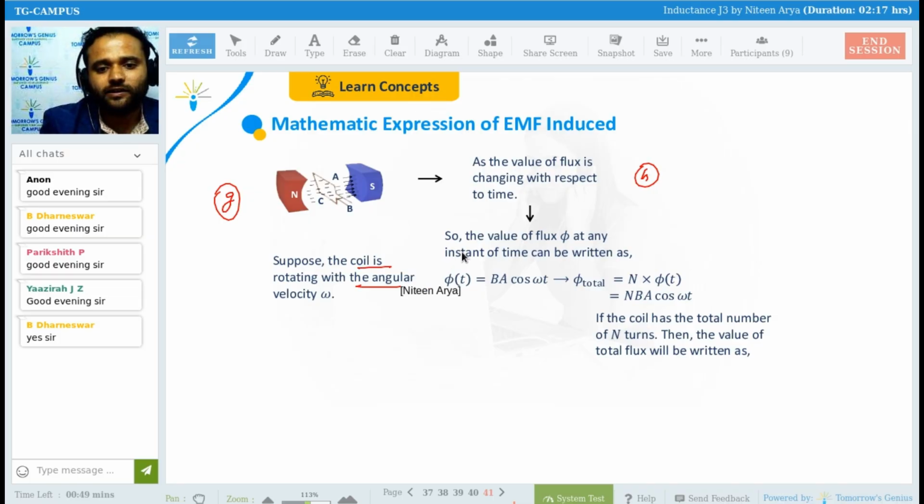Suppose the coil is rotating with angular velocity omega. As the value of flux is changing with respect to time, the value of flux at any instant of time can be written as phi(t) = BA cos omega t. Please, no one ask me why I'm writing this, because in the transformer I already taught you how you can write phi as BA cos omega t.